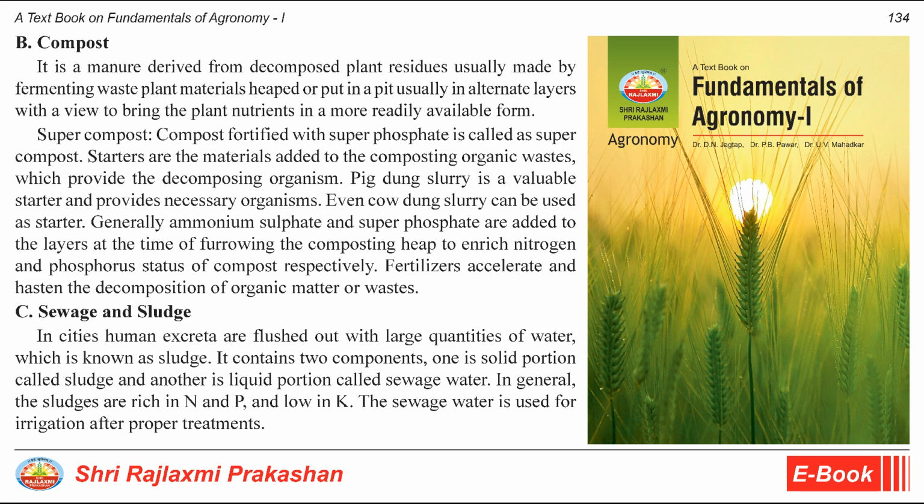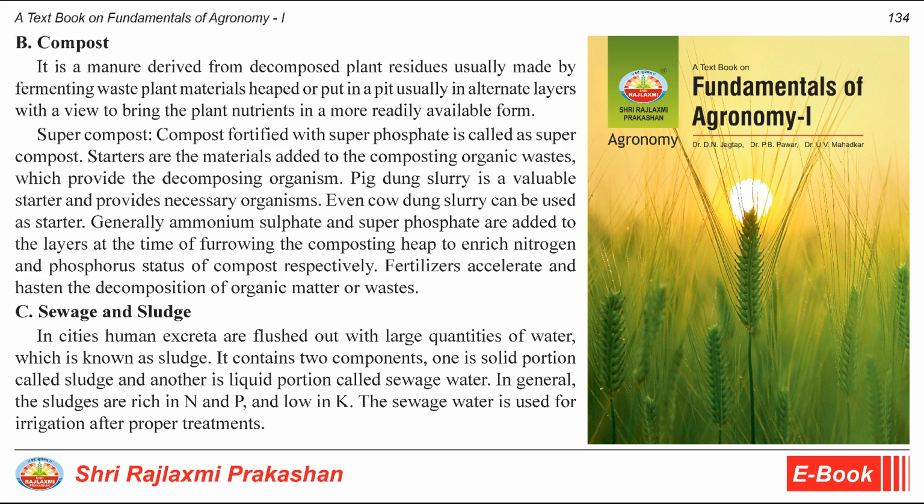Generally, ammonium sulfate and superphosphate are added to the layers at the time of furrowing the composting heap to enrich nitrogen and phosphorus status of compost respectively. Fertilizers accelerate and hasten the decomposition of organic matter or wastes. Point C. Sewage and sludge. In cities, human excreta are flushed out with large quantities of water. It contains two components. One is the solid portion called sludge and another is the liquid portion called sewage water. In general, the sludges are rich in N and P and low in K.